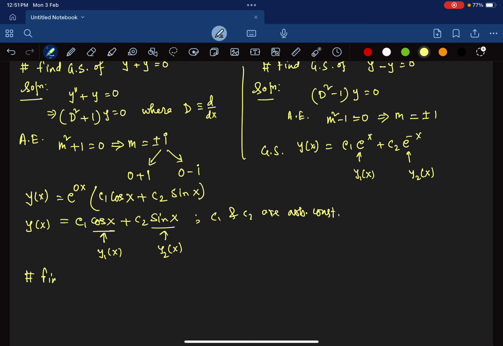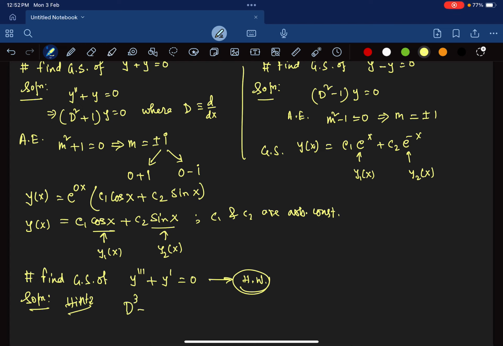Suppose we want to find the general solution of y''' + y' = 0. This is a homework question, you can try this question. In this case, I am giving you the hints.